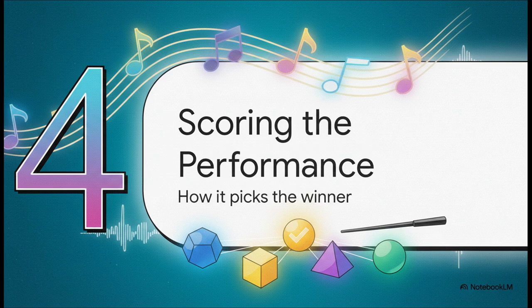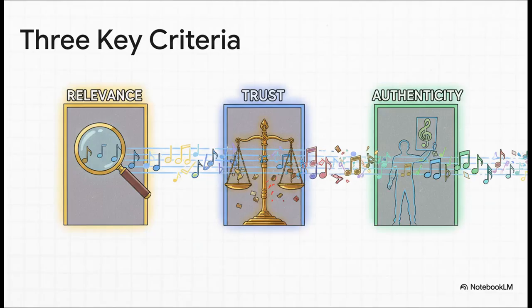Well, it's all in the scoring system. So every single answer from every single model gets graded against 3 key criteria. First up is relevance. Pretty simple. Did it actually answer the question you asked? Second, and this is a big one, is trust. Is the information factually correct and accurate? And third is authenticity. How well does the answer match your personal style and goals? And we're going to come back to that one in just a second.